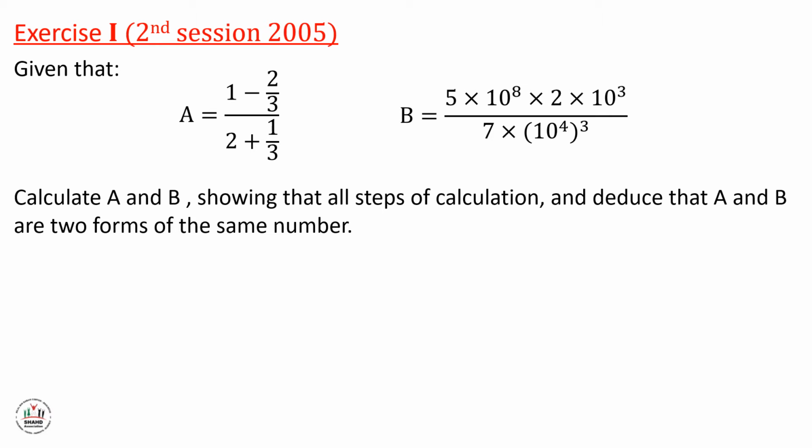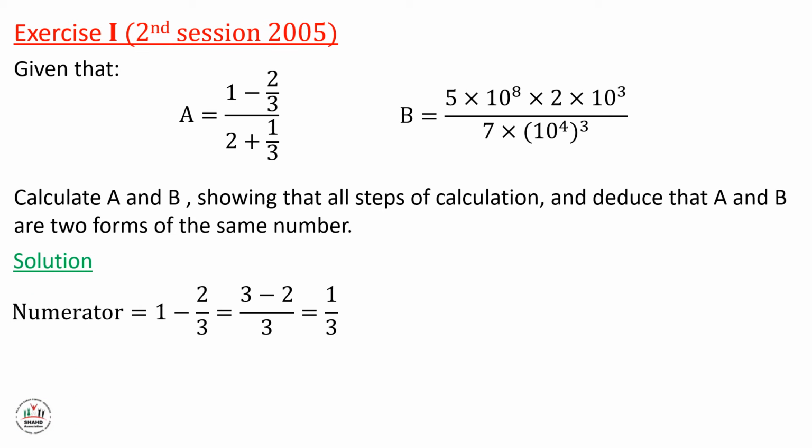Let's start with A and the numerator of A. So the numerator of A is equal to 1 minus 2 over 3. Of course, you know how to calculate such a fraction from the previous classes. We can take 3 as a common denominator. 3 divided by 1 times 1 is equal to 3. 3 divided by 3 times 2 is equal to 2. So 3 minus 2 over 3 is equal to 1 over 3.